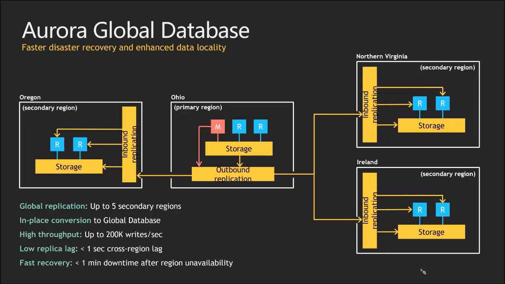The RPO, or replica lag, is usually less than 1 second. So you have data which is, in most cases, not more than 1 second old. So very easy to recover, and your data is up to date. The second reason that you would probably want to run this is for what you could call enhanced data locality, meaning that you can serve read transactions in those other regions locally.